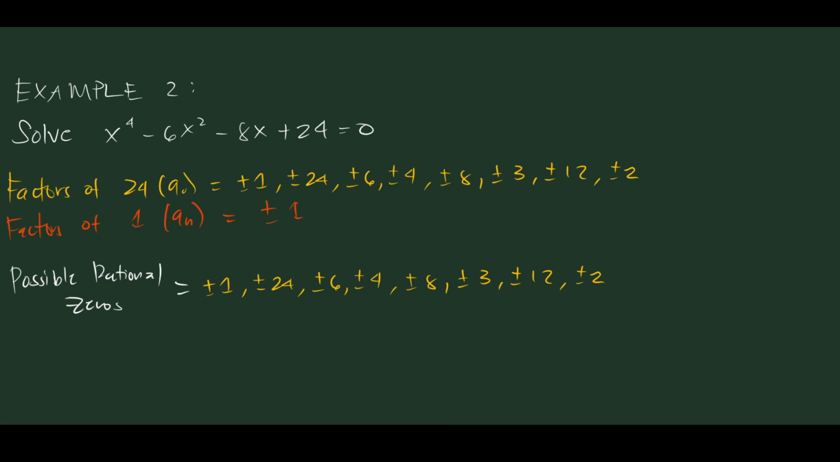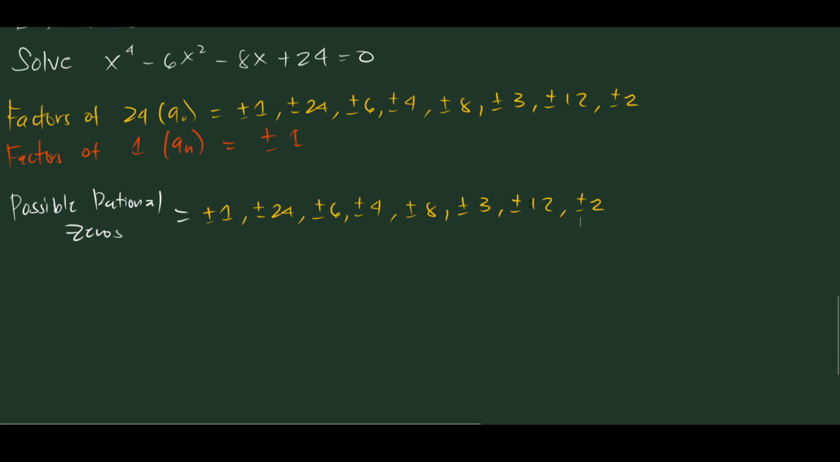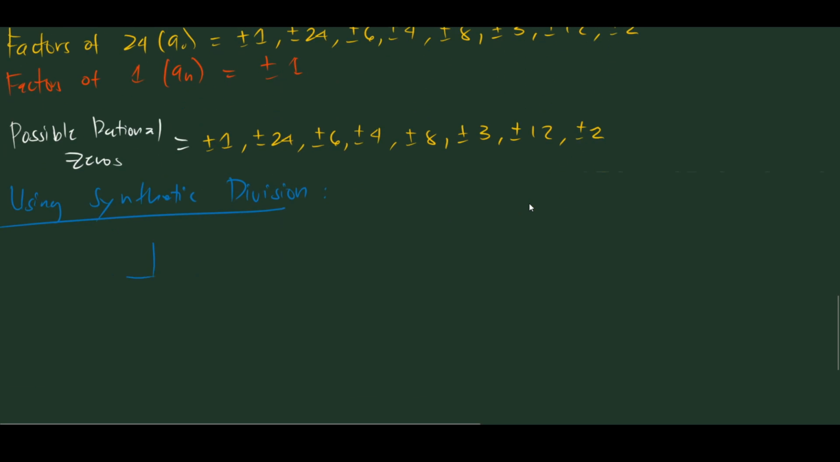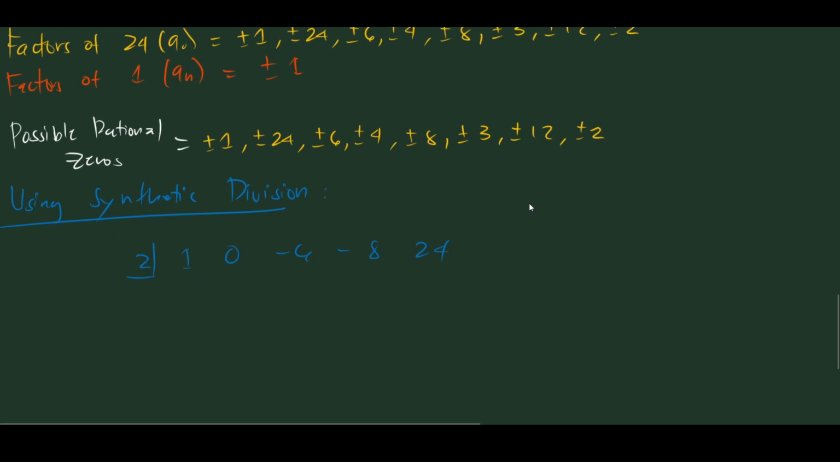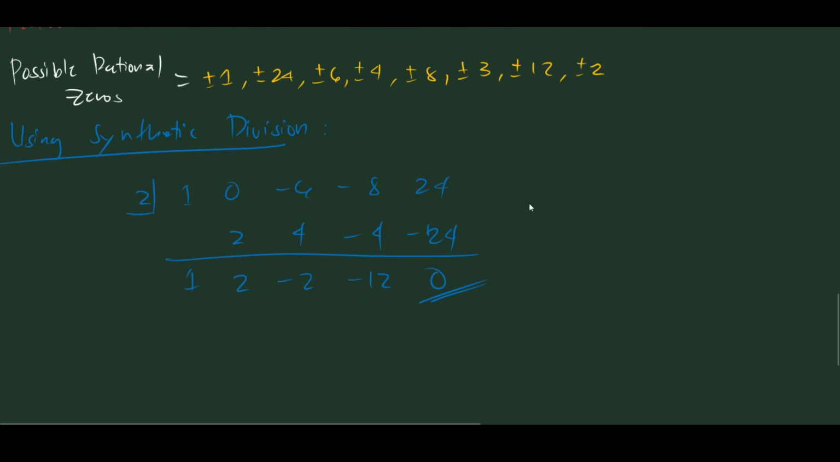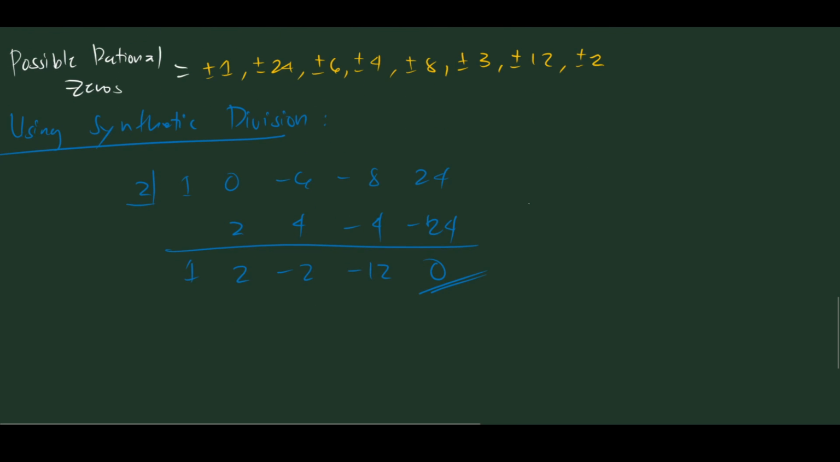Now we can use synthetic division to determine the other factor aside from x minus 2. Using synthetic division with 2, what are the coefficients? We have 1, then 0 because there is no x cubed term, then negative 6, negative 8, and 24. Bring down 1, then 2, that's 4, then negative 2, then negative 4, then negative 12, and then negative 24, and the remainder is 0. This indeed is a factor. Now we have the coefficients of the quotient.